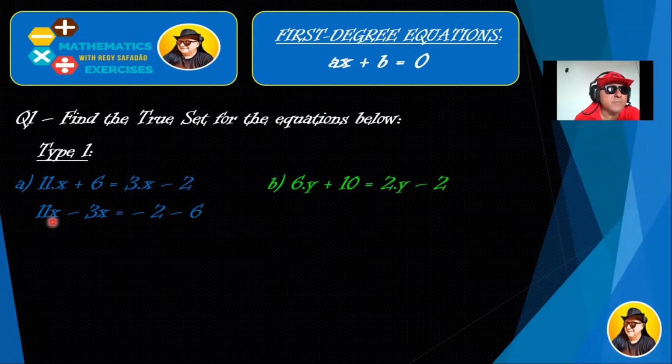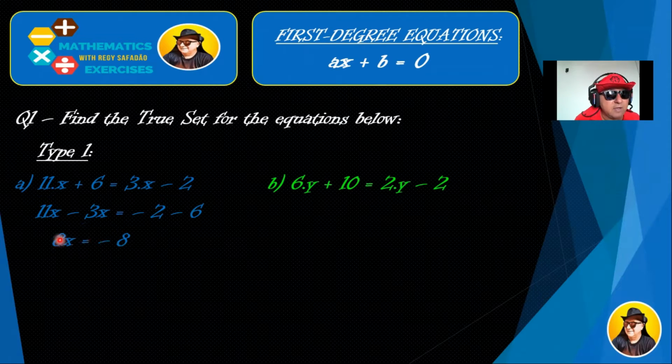Now let's operate 11x minus 3x and minus 2 minus 6. If they have the same sign, you have to add the numbers and keep the same sign. And if they have different signs, you have to subtract them and give the sign of the largest number. So 11x minus 3x gives us 8x, and minus 2 and minus 6 gives us minus 8, because they have the same sign, so you add them and keep the same sign.